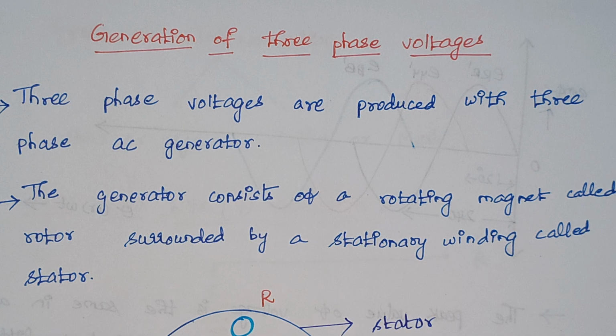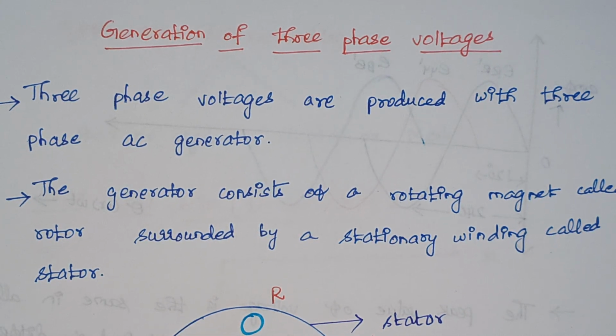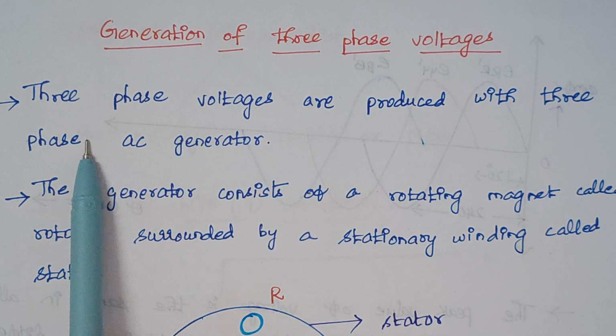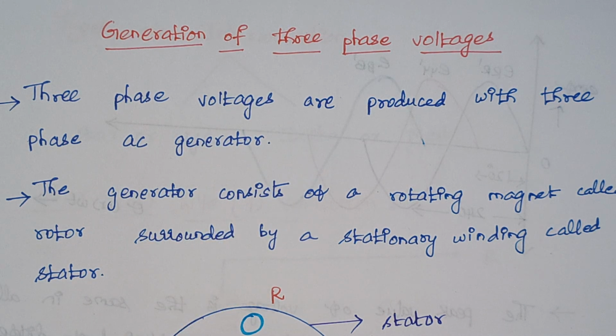Basically there are two types of supply system. One is single phase supply system and another one is three-phase supply system. In this video we are going to discuss generation of three-phase voltages. To generate a three-phase voltage we need a three-phase AC generator.